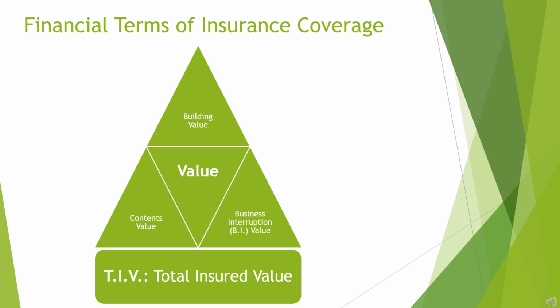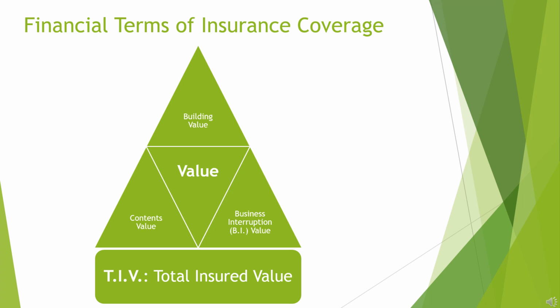First is value, also known as full replacement cost of the risk, which is further divided into three broad categories, that is building, contents, and business interruption values. Let's understand the main difference among them. Building value is the value of the building structure itself and structure attached to building permanently. Contents value is the value of the non-building property at the location like computer, cash and furniture.